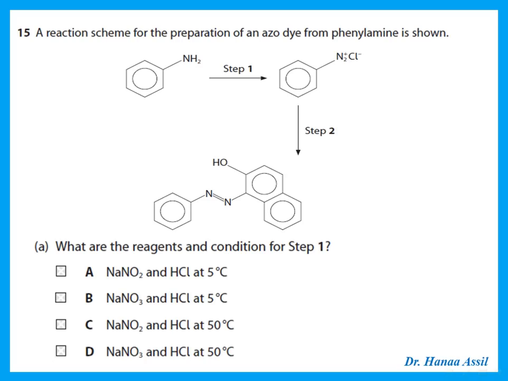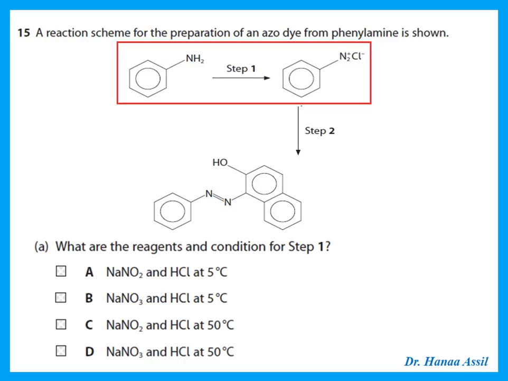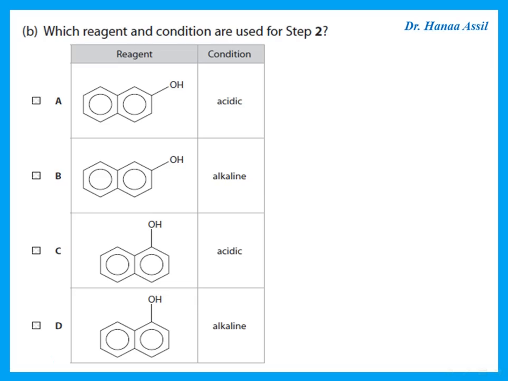A reaction scheme for the preparation of an azo dye from phenylamine is shown. What are the reagents and conditions for step 1? In step 1, you're changing the amine to a diazonium salt. And you should know that the conditions for changing the NH2 to a diazonium salt are sodium nitrite, NaNO2, and HCl at a low temperature, not at a high temperature. We don't use 50, for example, because that would break up the diazonium salt.